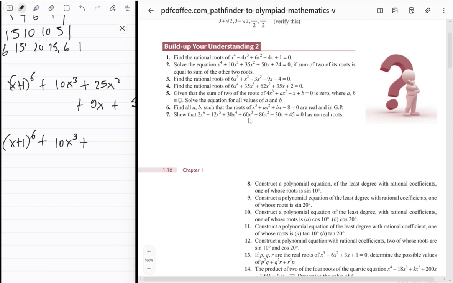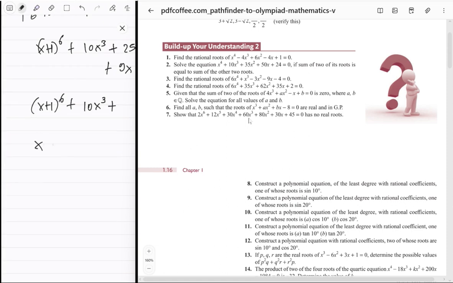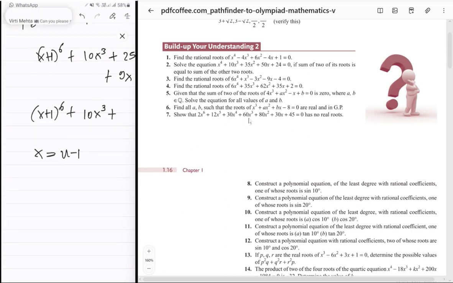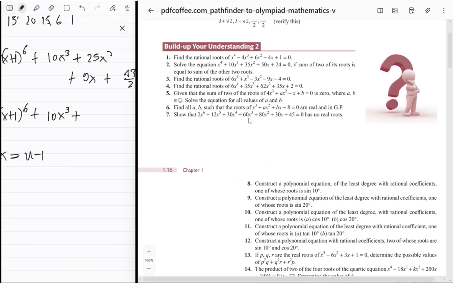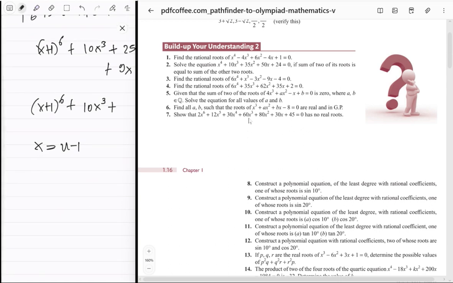I don't know if that's the correct thing to do, but let's just say x plus 1 is equal to u, or x is equal to u minus 1. Hopefully it will give something nice, right? I'm starting to think of something. Plus 1, huh? You know what, okay, no need for doing that.